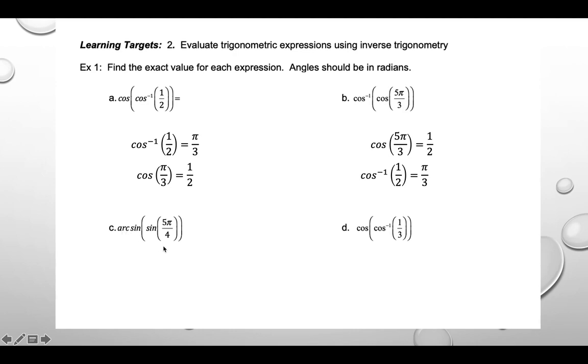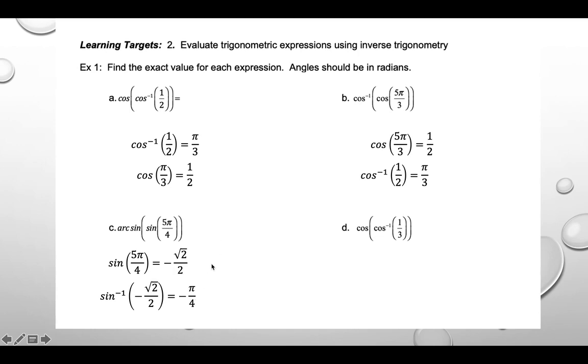Okay, so arc sine of sine 5 pi over 4. Start inside here, the sine of 5 pi over 4. So the reference angle is pi over 4. We're in quadrant 3, so it's got to be negative. That's going to be negative root 2 over 2. Then I want arc sine, which is the same as inverse sine, of negative root 2 over 2. Well, for sine, our interval is negative pi over 2 to pi over 2. So between negative pi over 2 and pi over 2, the angle that has a sine of negative root 2 over 2 is negative pi over 4.